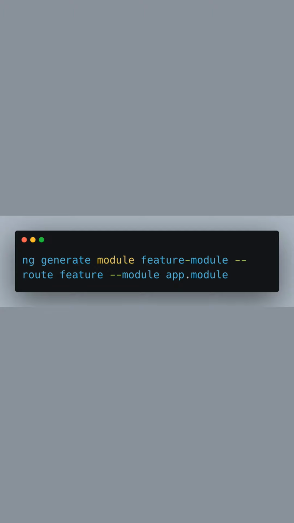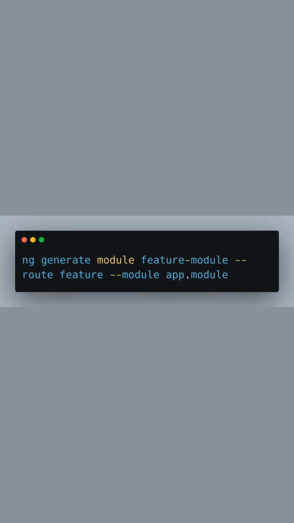Welcome to our tutorial on implementing lazy loaded feature modules in Angular. In this first step, we're creating a new feature module using the Angular CLI. The command you see on the screen will generate a module named feature module.